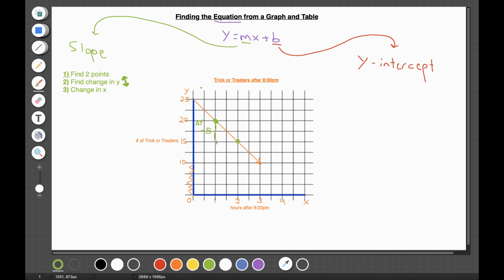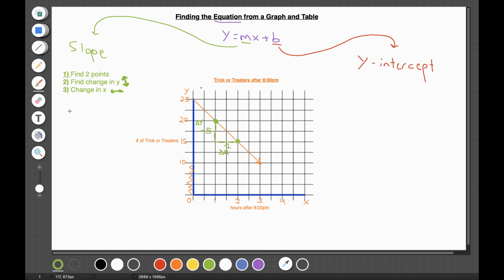Now let's move on to our change in x. So change in x is going to be left to right. How far left and right am I going? Well, from here to here. How far did I go? And you might be inclined to say 2 again, but you need to pay attention. Look at the numbers. So from here, we were at 1. We went here, we're at 2. So we actually only went over 1. Good job.